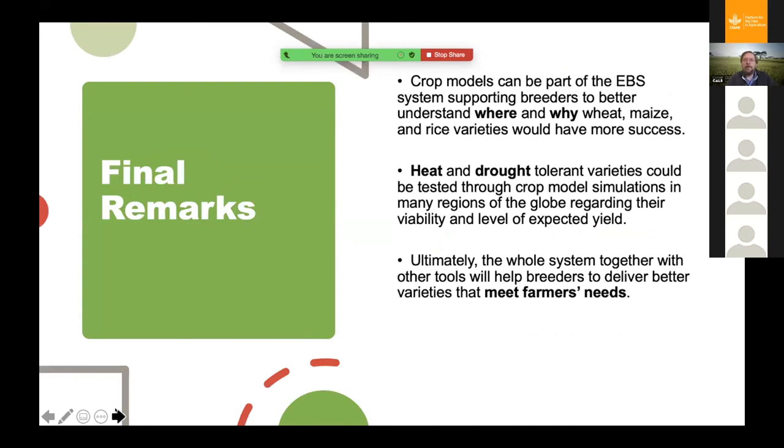Just final remarks: crop models can be part of the EBS system, supporting breeders to better understand where and why wheat, maize, and rice varieties would have more success. Heat and drought tolerant varieties could be tested through crop model simulations in many regions of the globe regarding their viability and level of expected yields. Ultimately, the whole system together with tools will help breeders to deliver better varieties that meet the farmers' needs.